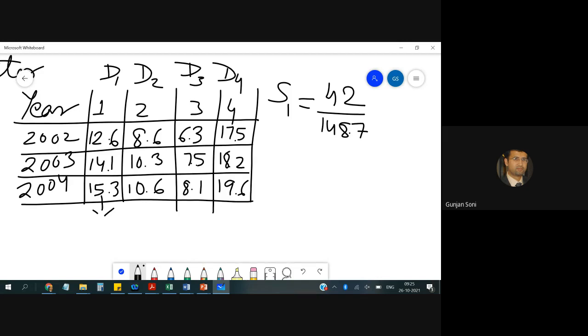So the seasonality corrected factor, or you can say the seasonality factor, is 0.28. Similarly, find out S2, S3, and S4. Find out the value of S2, S3, and S4. Write the value in the chat box.